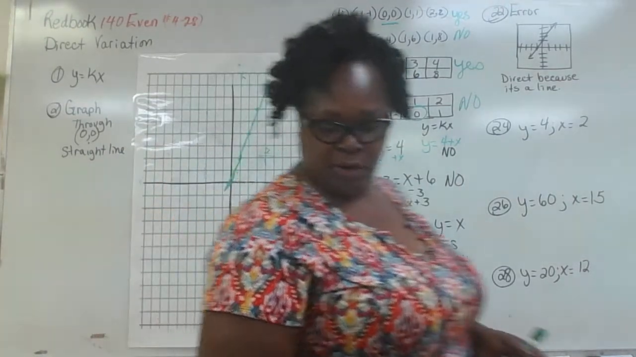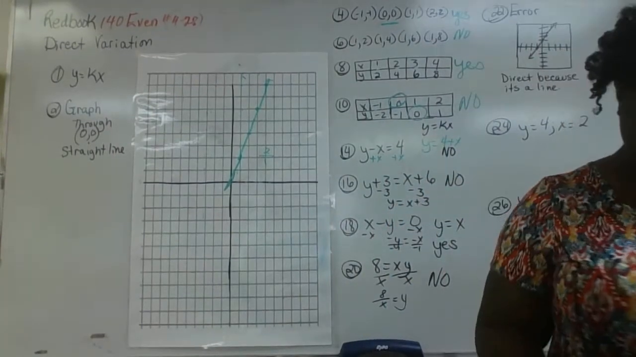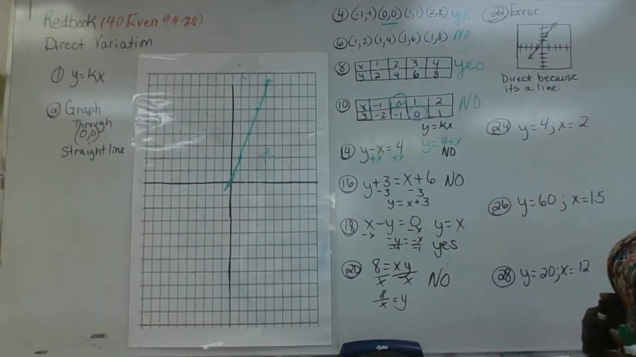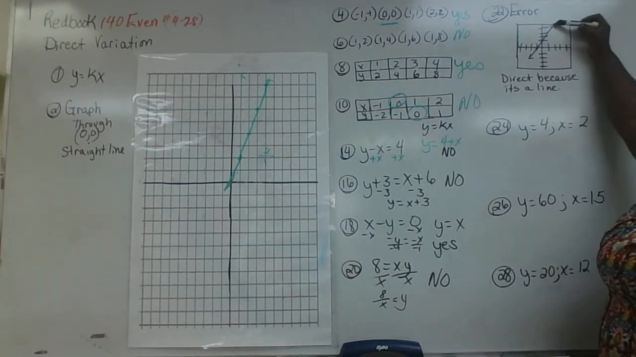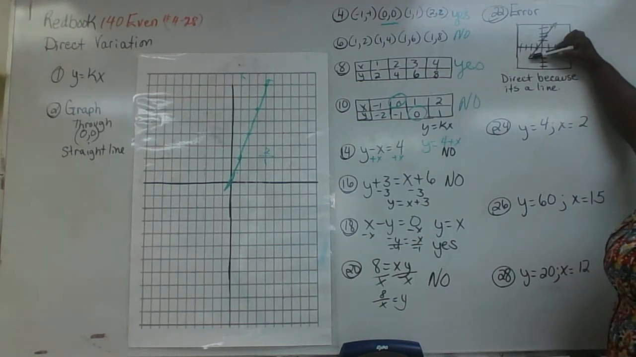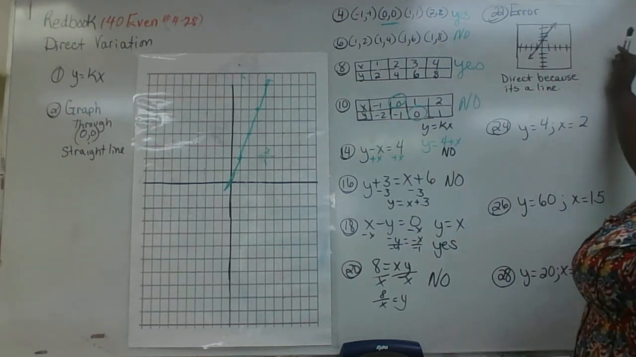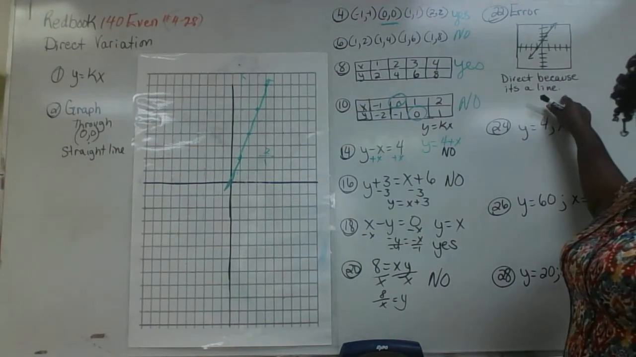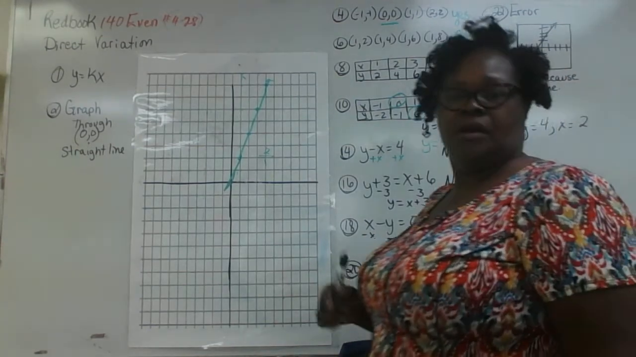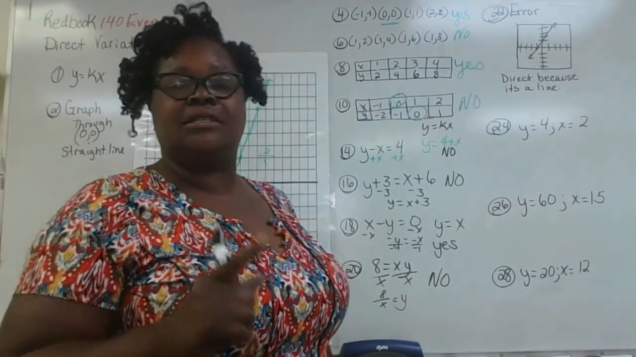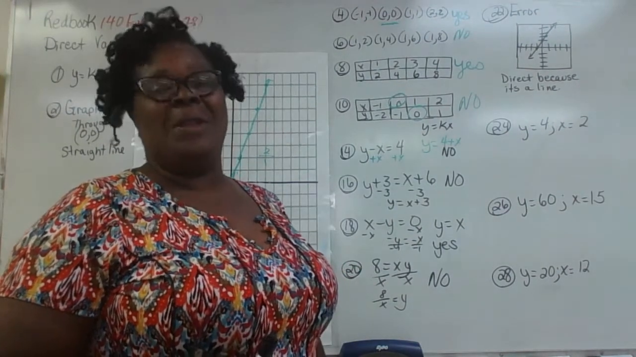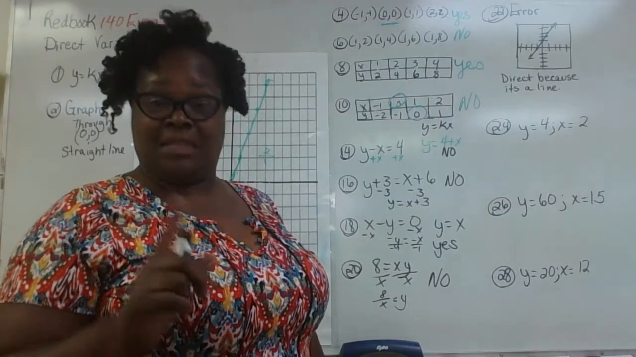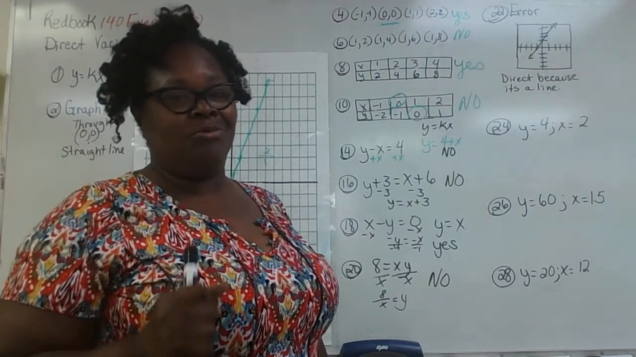Okay, now we're moving on to the next page. On the next page, we have number 22. It's written, and they tell us there is an error here. The student indicated that this was a direct variation because it made a straight line, okay? But this student forgot the other criteria of the straight line, that it must go through the origin. Did it go through the origin? No. So that's the error that they made. Yes, it's a straight line, but it did not go through the origin.